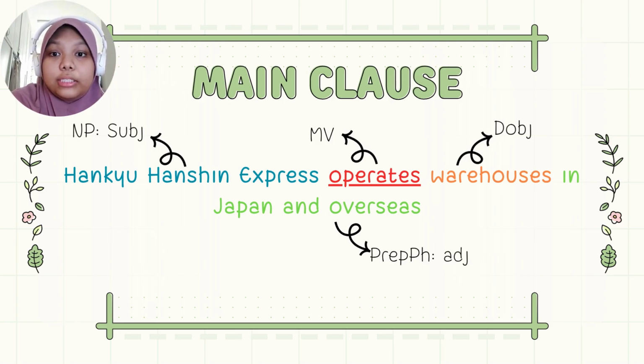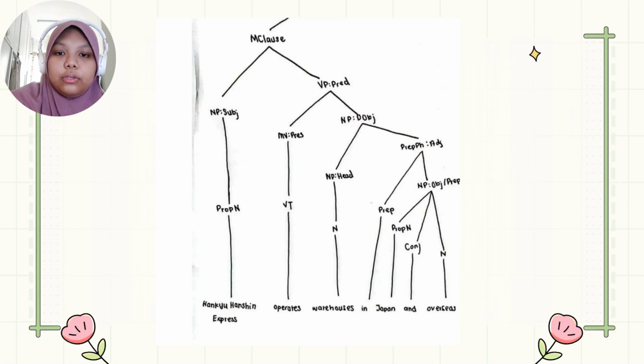So let's take a look at the tree diagram. So here in the tree diagram we have main clause, a sign that shows it's a main clause, and then we have the noun phrase subject. There are two branches under the main clause here, which are a noun phrase subject and a verb phrase predicate. So first of all, under the noun phrase subject, we have Hakyu Hanshin Express, which is a proper noun, so we put it as prop N.